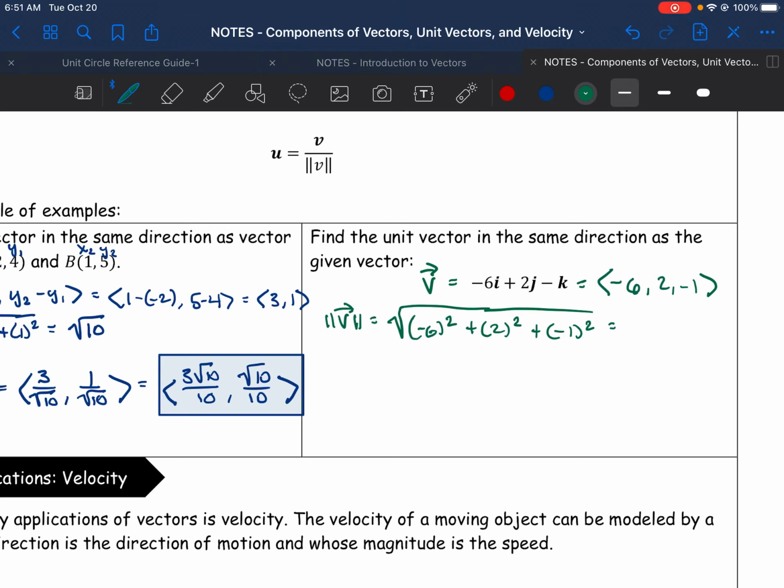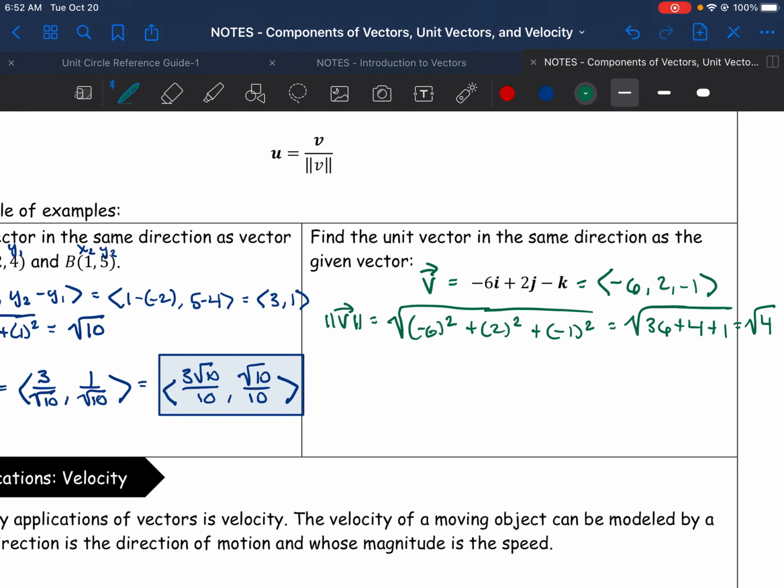But we would end up getting the square root of, let's see, -6 times itself is 36. 2 squared would be 4. -1 times itself would be 1. And this would give us the square root of 41.